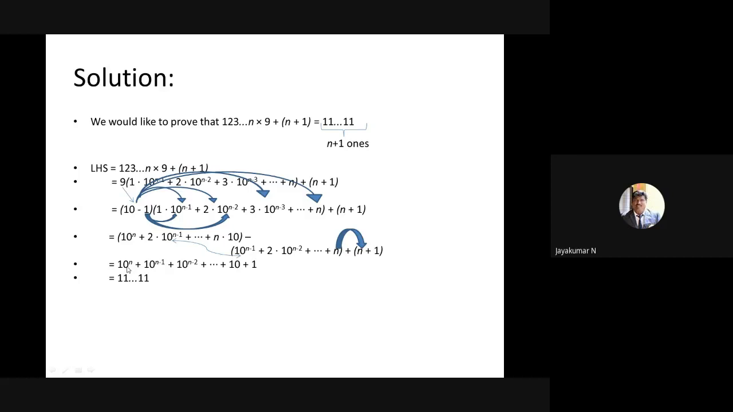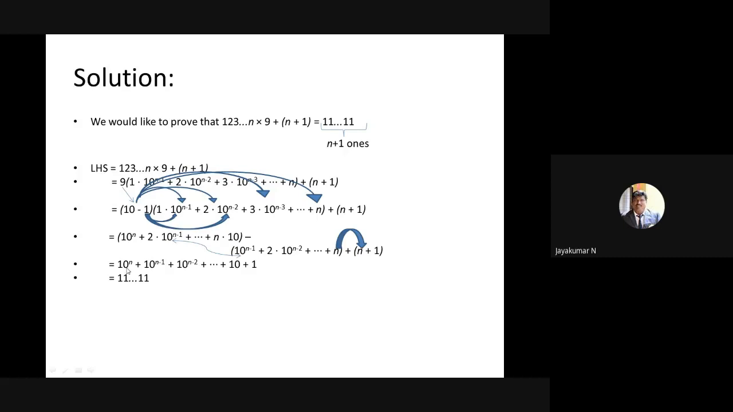So 10 power n means the digits are n plus 1 digits. In the previous case, I already explained: 3 digits means 10 power 2, 4 digits means 10 power 3, and vice versa. 10 power n means n plus 1 digits. Sorry, I made some mistake.